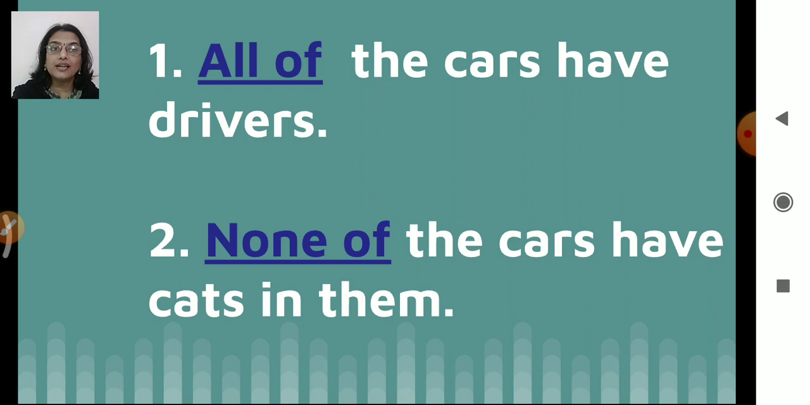Okay, children? Then the second one, none of the cars have cats in them. Check, children. Can you see any cat there in any of the cars? No, right? So, none of the cars have cats in them. So, answer is none of. Followed? So, this way only we are going to do our exercise now. Let's move to the third question.